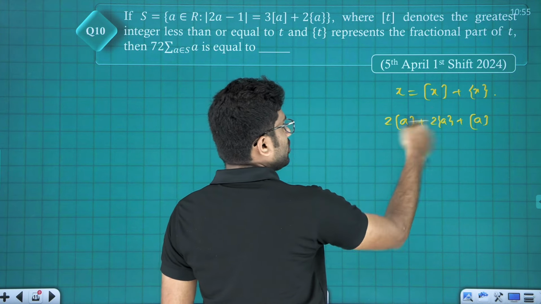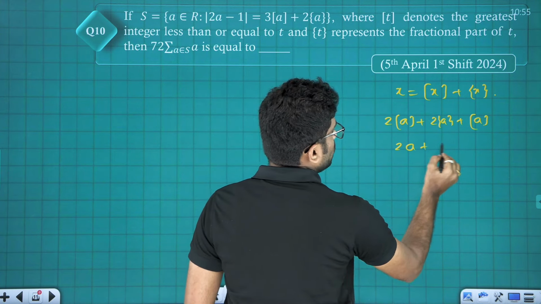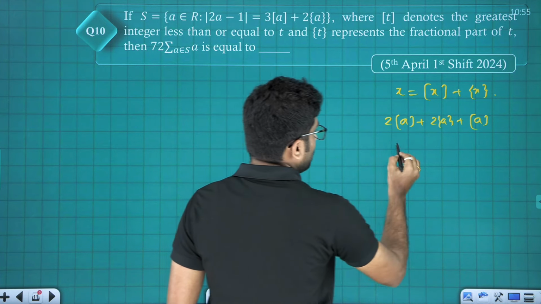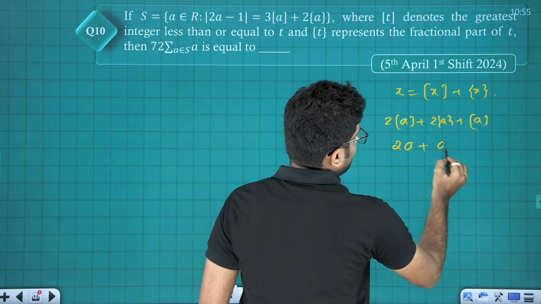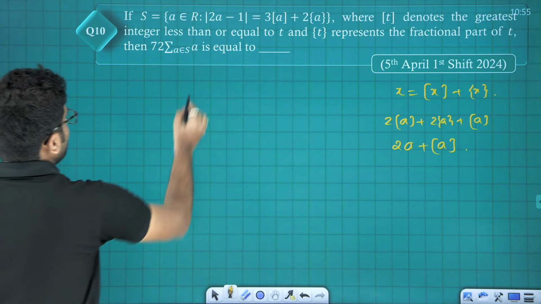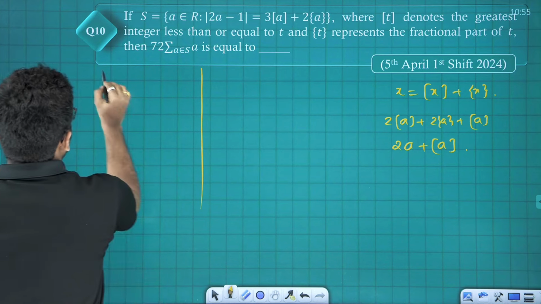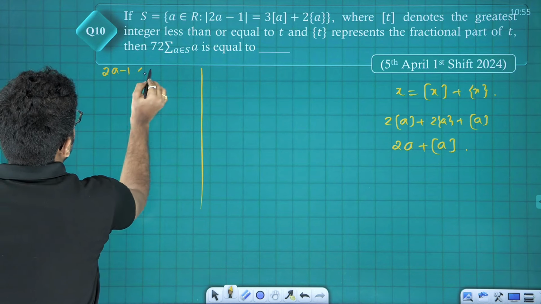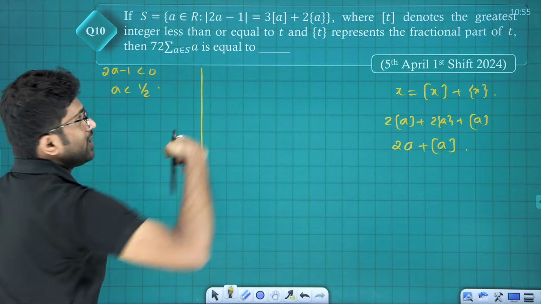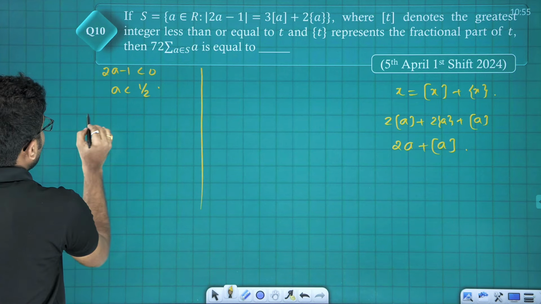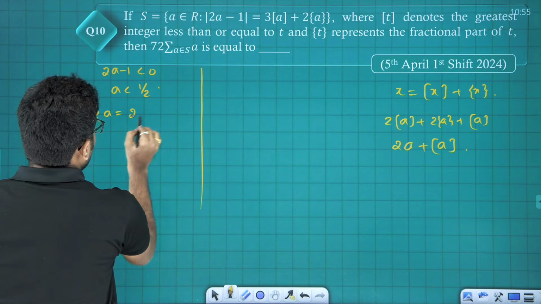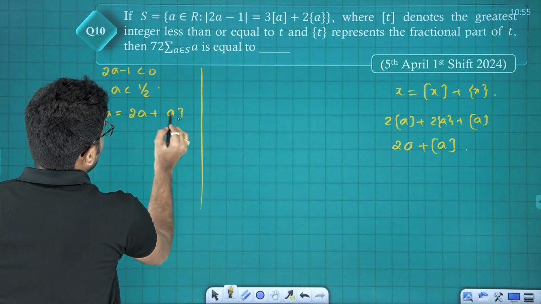2 times a, if you take 2 common, that is 2a, friends. 2a plus box of a now. So this is clearly 2a plus step of a. Okay, now let's take 2 cases. Suppose 2a minus 1 is less than 0, that is a less than 1 by 2, then mod of 2a minus 1 will be minus of that. Minus of 2a minus 1 is 1 minus 2a is equal to 2a plus box of a.